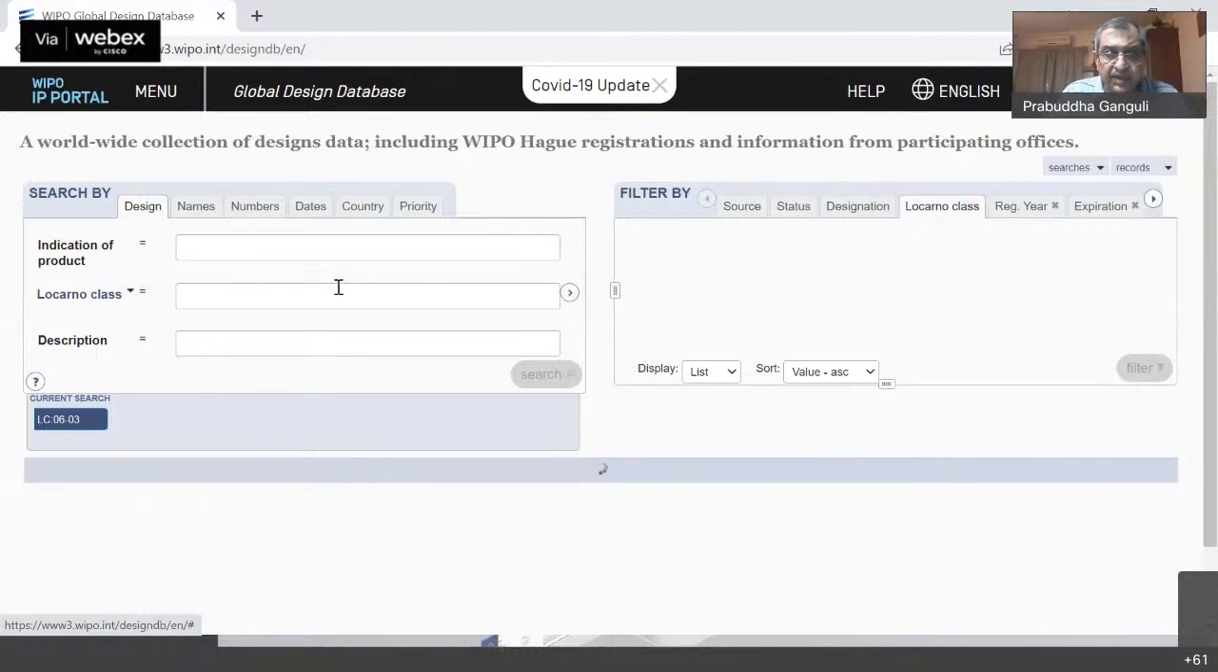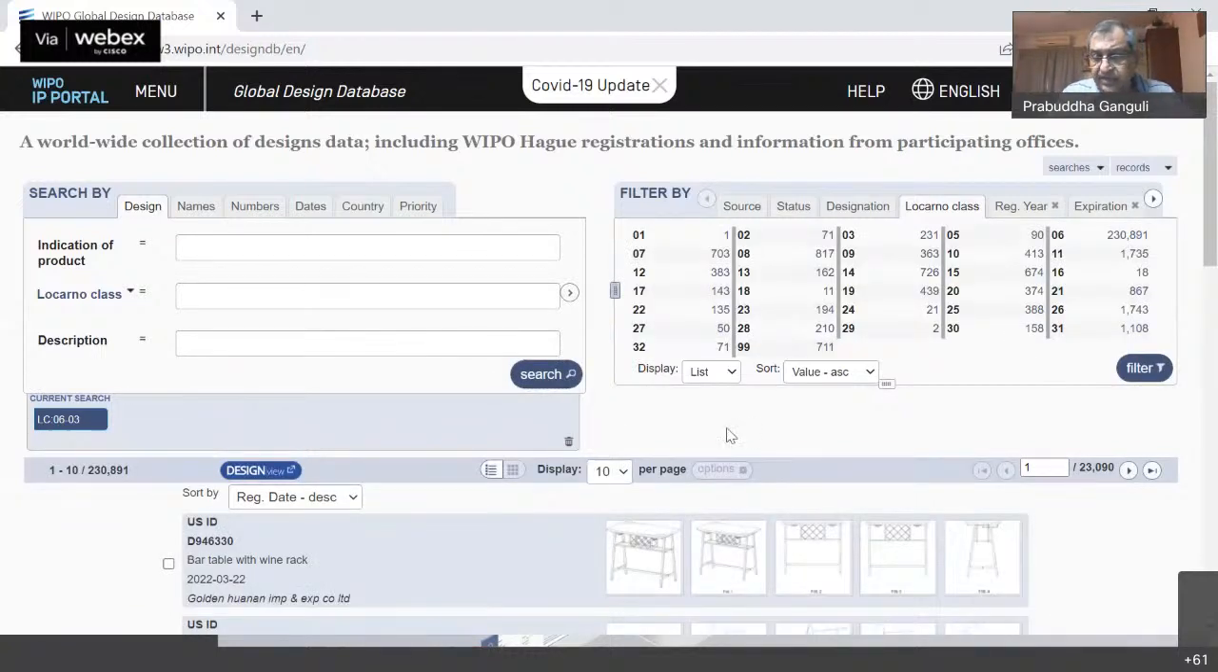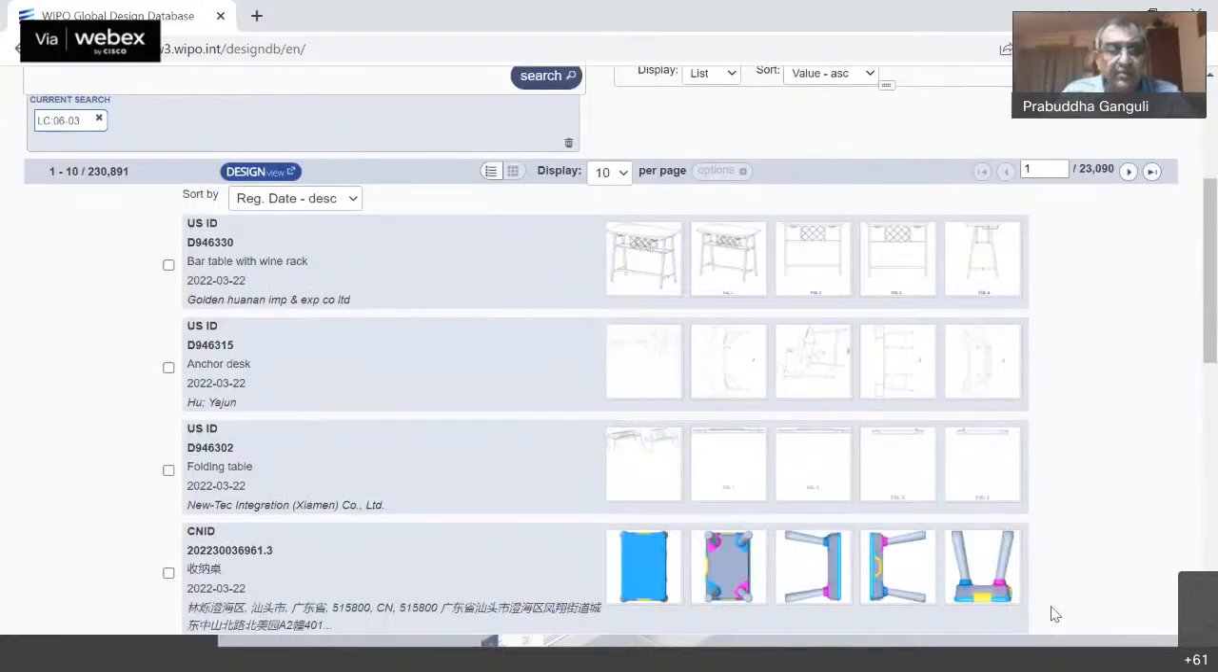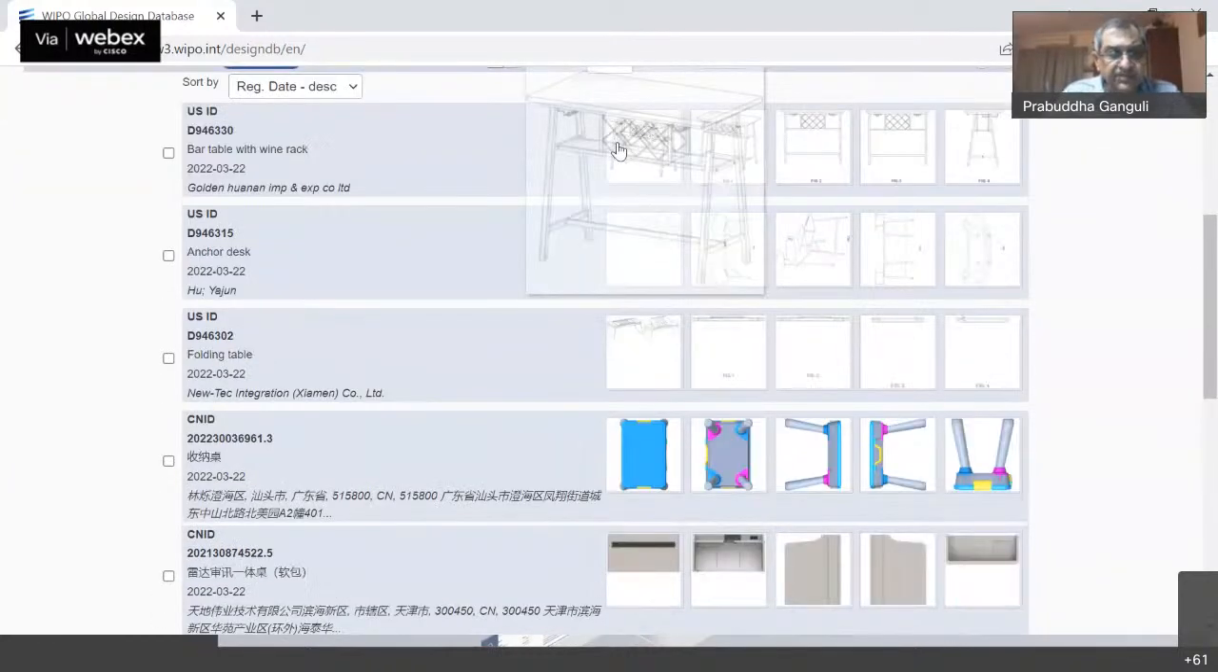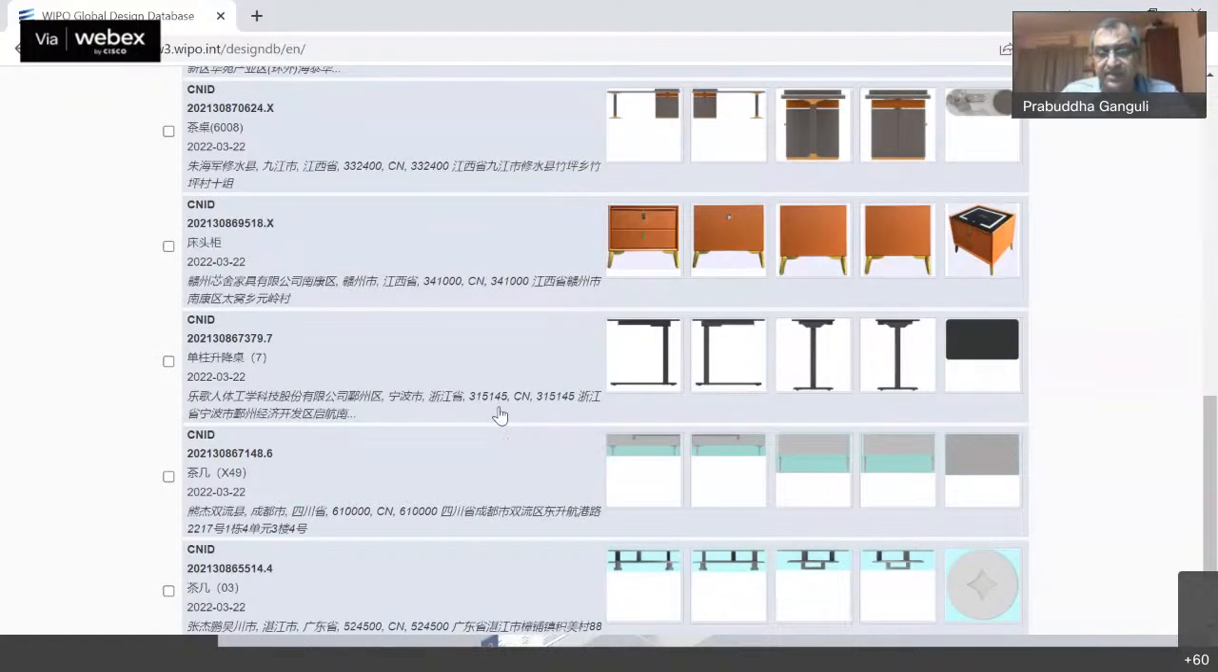Now see here, on this lower part, you can actually flip through and see that this design was filed in the US. It's all US. This is China out here. These are all in China. You can see all that, and you can go on searching all of them.